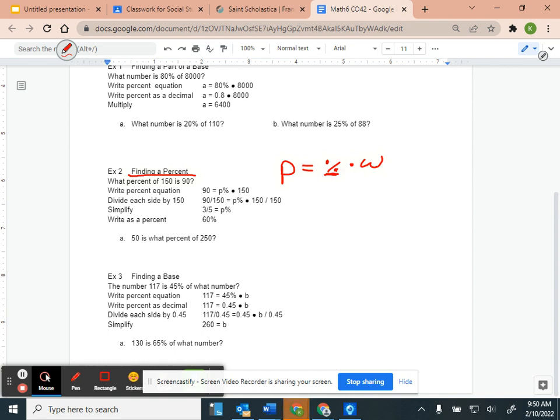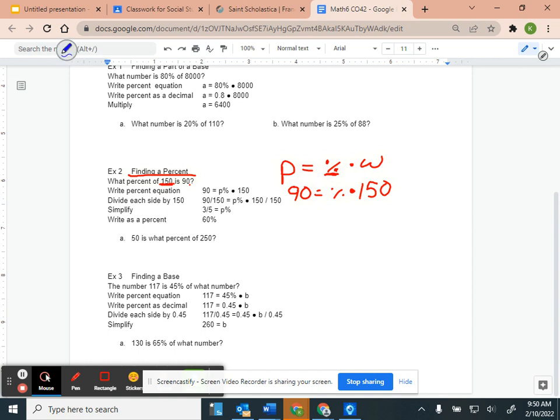So what percent of 150 is 90? We know 90 is the part. We're looking for the percent, and we know our whole is 150. So it's 90 equals the percent times 150. How do I get my percent by itself? Brielle? I have to divide out that 150.